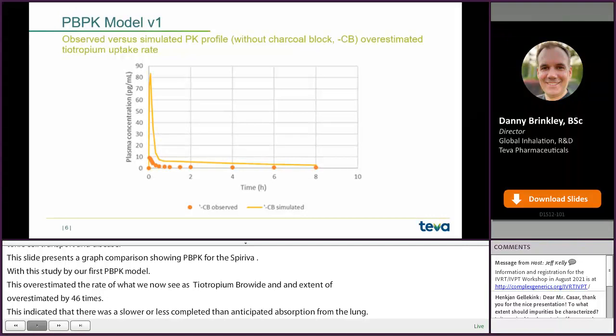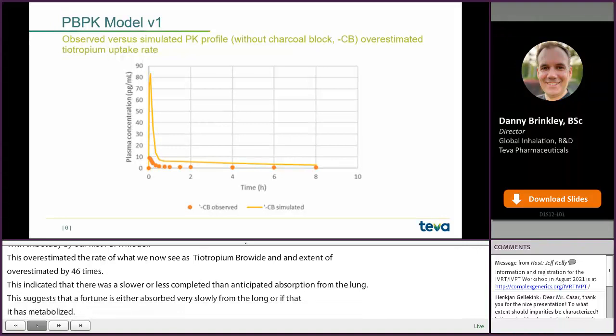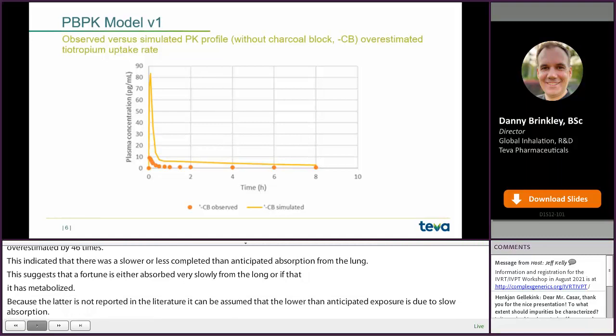Since the latter is not reported in literature, it can be assumed that the lower than anticipated exposure is due to slow absorption, presumably due to either low permeability, binding to tissue, or to the muscarinic receptors, or a combination of all these processes.